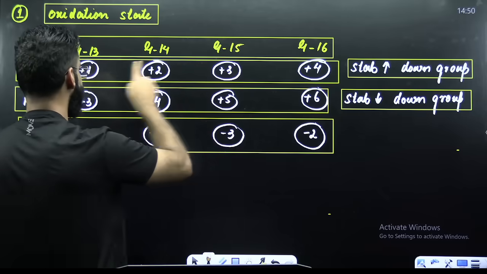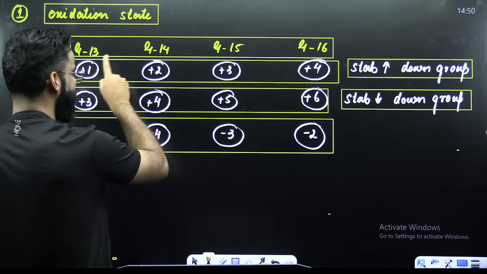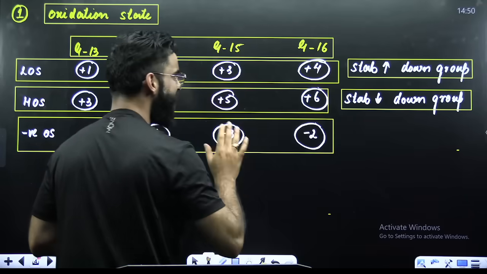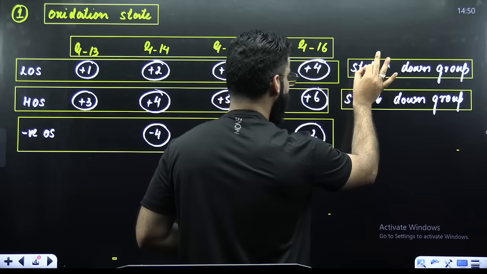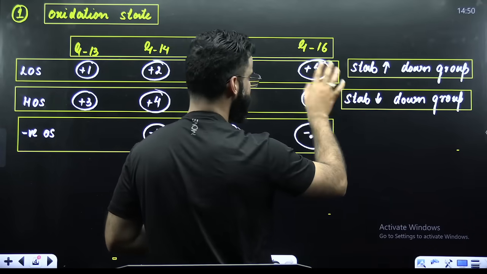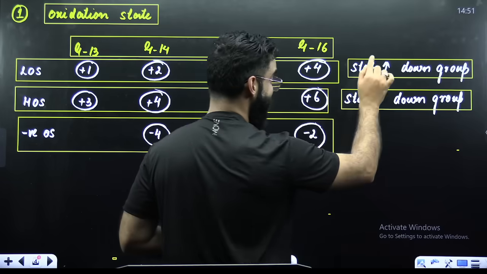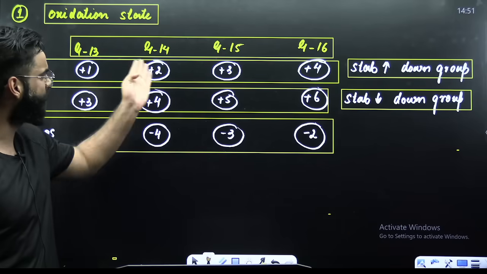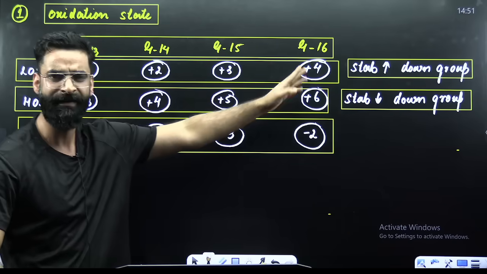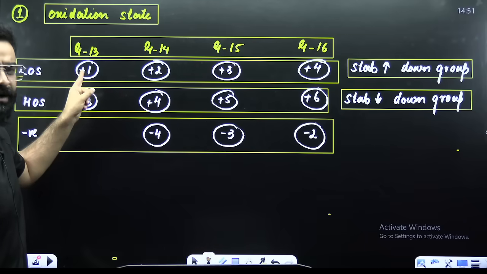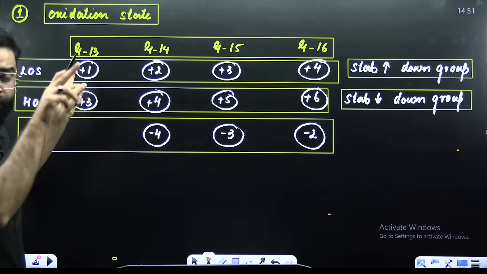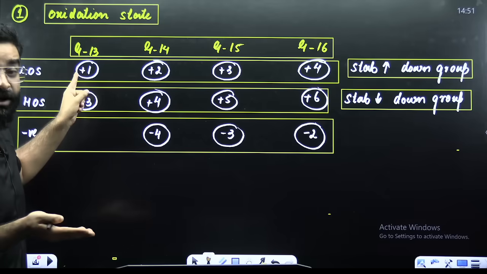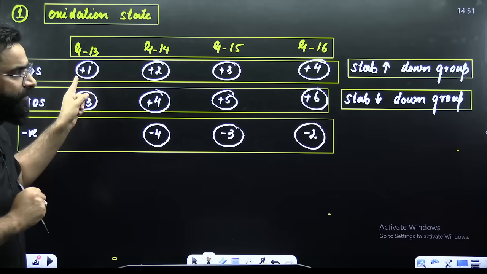This is the lowest oxidation state of group 13, lowest of group 14, lowest of group 15, lowest of group 16. And remember, the stability of the lowest oxidation state increases down the group, whether you talk about group 13, 14, 15, or 16. So what is the lowest oxidation state of group 13? That is +1. So down the group in group 13, the stability of the lower oxidation state increases, right?